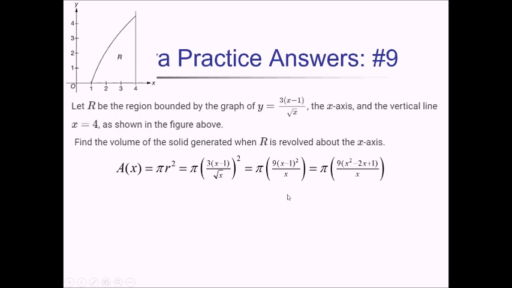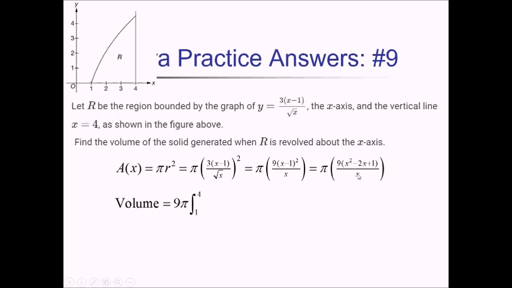Now when I do this, I'm going to pull a pi outside my integral. I'm actually going to pull out this 9 as well. So I'll pull a 9 pi out of there. I've got integral from 1 to 4. And inside now, I've basically got x squared minus 2x plus 1 all over x. I'm going to simplify that now by dividing each of these things by x. That's going to allow me to use my reverse power rule, which will make my life a whole lot easier.